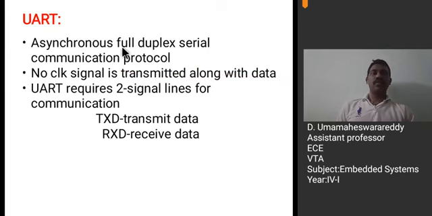And it is a full duplex communication protocol. Full duplex indicates that both transmission and reception are done at a time in the UART communication protocol. And it is a serial communication protocol, which indicates the data is transmitted bit by bit. This UART requires two lines for communication. What are they? Transmit data line and the receive data line. With the help of these two lines, it will exchange the data from one module to another module.